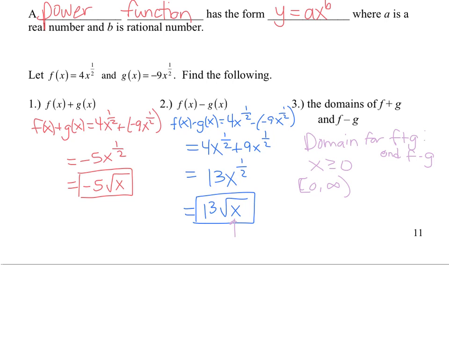So that's the domain for both of those functions. The issue is this square root and the fact that we can't square root a negative if we want to get a real answer. So when is this positive? Well, it's positive when x is greater than or equal to 0. So from 0 to infinity would be fine for the x values.